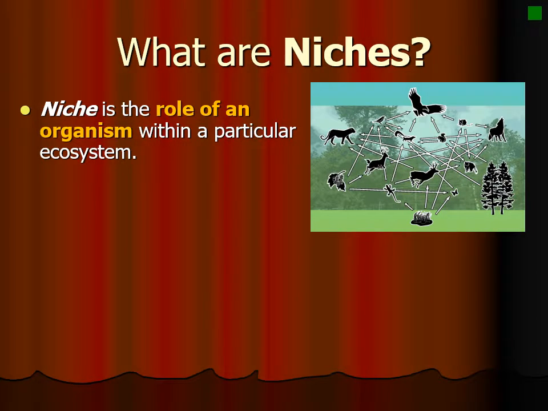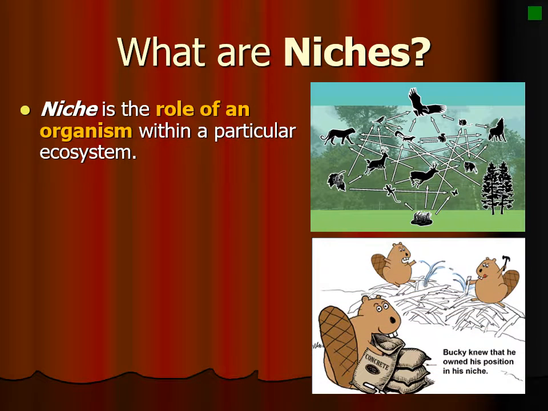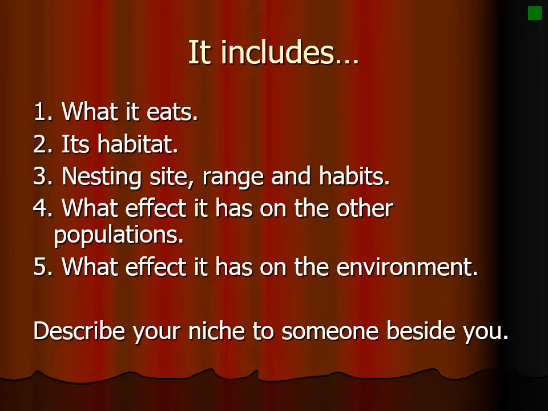So the niche is the role of an organism within a particular system, and this diagram shows nicely that there are many things that organisms can do with respect to one another. So here's what a niche includes. A niche is going to include what the organism eats, its habitat, in other words, where it lives, its nesting site, which is the same thing, and with respect to its habitat, you're always going to find organisms living within a range, within a certain range of land or area.